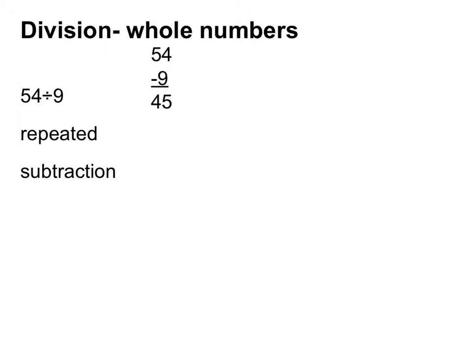So we start with 54 and we subtract 9. That gives us 45. And then we subtract 9 again. So we get 36. Subtract 9 again, we get 27. Subtract 9 again, we get 18. Subtract 9 again, we get 9. Subtract 9 again, we get 0.